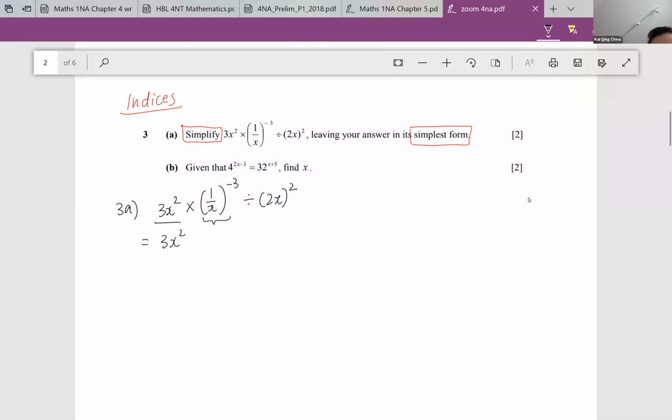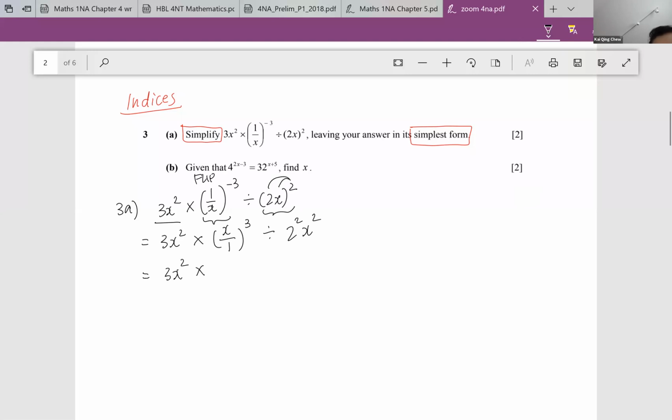This one, you see the power is negative 3, right? I don't want negative 3, I want it to be positive. What must you do to the inside? Yes, very good. I saw Afika doing it. Flip. So 1 over x, when I flip, becomes x over 1. Then the other one, this is another law of indices. The square belongs to both of them, right? So 2 squared, x squared. You see, I'm simplifying things already. It looks cleaner now.